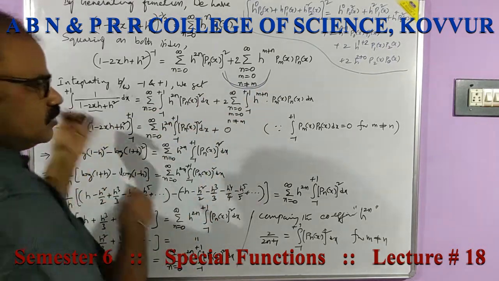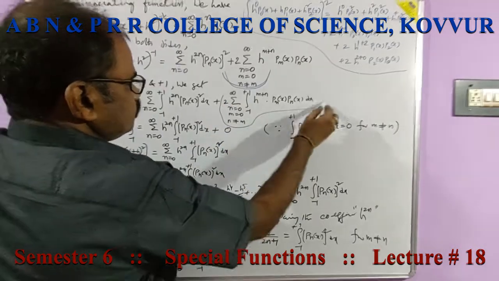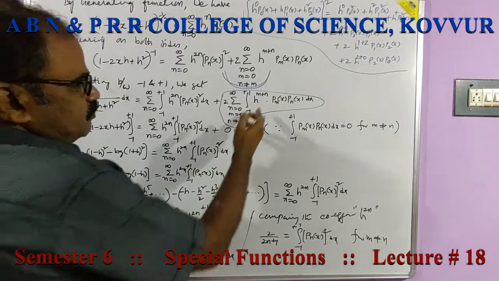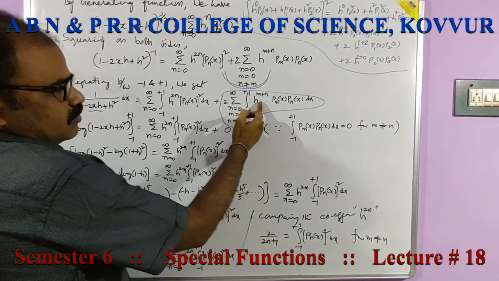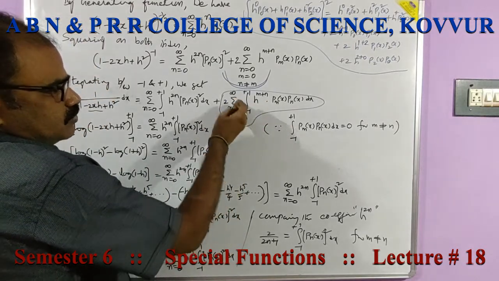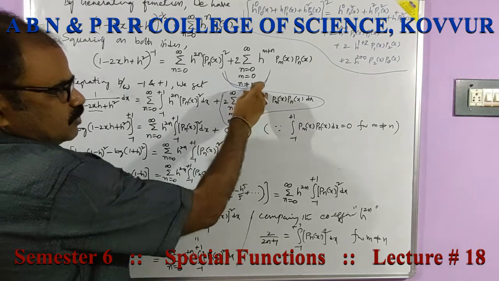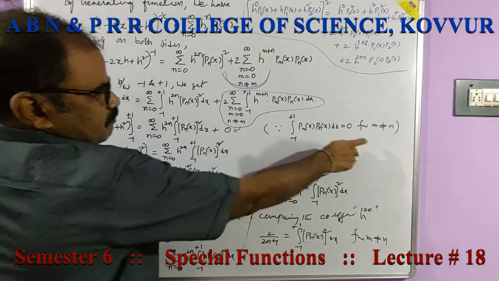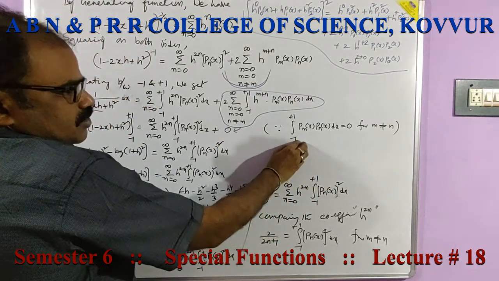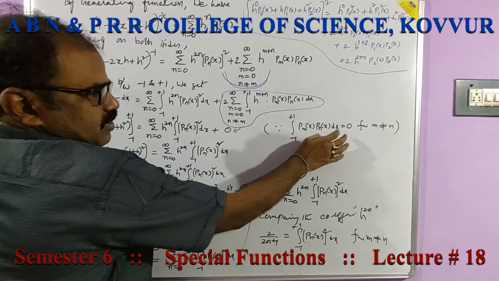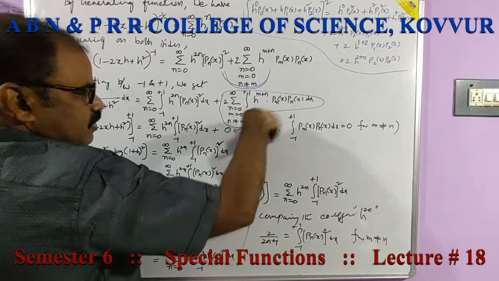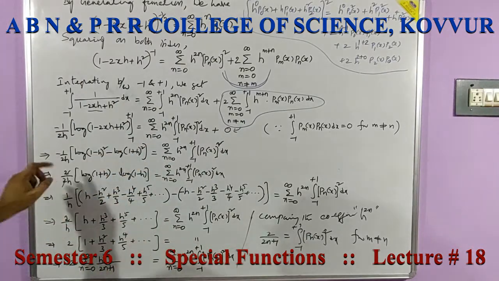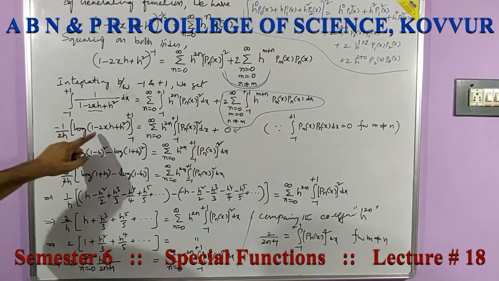Why is it 0? If you bring out h power m plus n, 2 into sigma, integral minus 1 to plus 1 Pm(x) Pn(x) dx, here m is not equal to n. When m is not equal to n, integral minus 1 to plus 1 Pm(x) Pn(x) dx is 0. Therefore everything is 0 here. This term is 0. What remains is minus 1 by 2h.